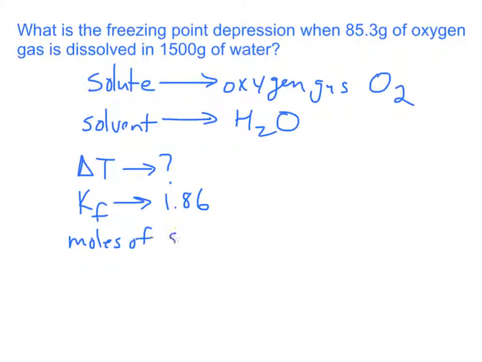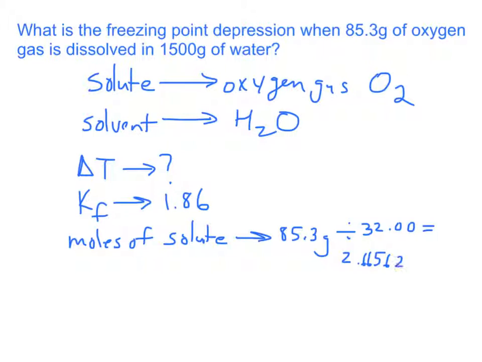Now for the moles of solute, we have 85.3 grams, but that's not in moles, so we're going to have to change that into moles. Remember, the way we're going to do that is divide by the molar mass of oxygen, which is 32.00. So that means that we have 2.665625 moles of oxygen. And kind of like before, I'm going to put a little line over where I would have rounded this number had I stopped this problem here. So we would have rounded this to 3 sig figs. So I'm going to put a little line over the third number to remind myself that that's where I would have rounded had I rounded at the middle of the problem.